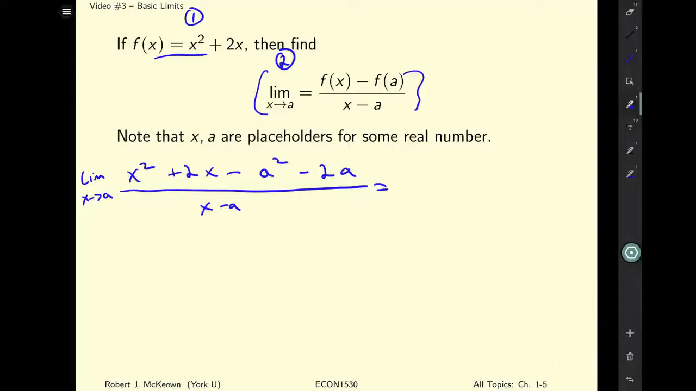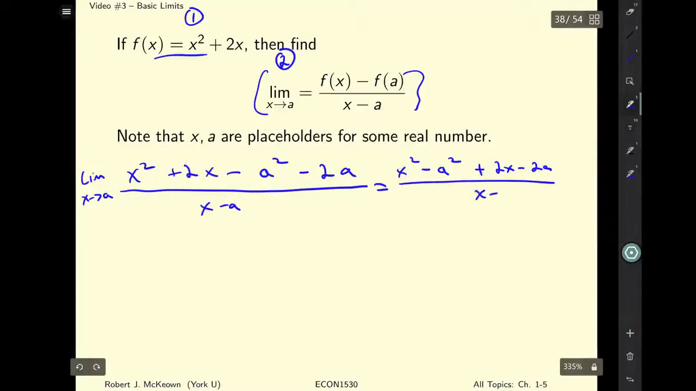I can do a little bit of rearranging here. So I've got x squared minus a squared plus 2x minus 2a, over x minus a. And I'll keep my limit here. I don't want to forget that I have not taken the limit yet.